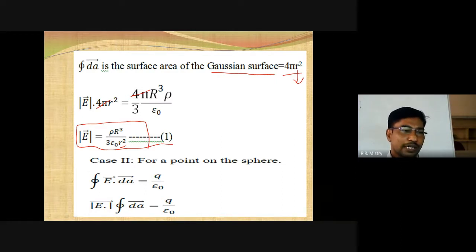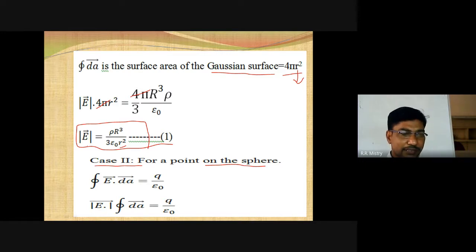Now we have to discuss the second case, for a point on the sphere. On the sphere means, what is the distance? At the distance of capital R. Capital R is the radius of the sphere. It means you have to find the electric intensity of the charged sphere on the sphere, that is, at a distance capital R.